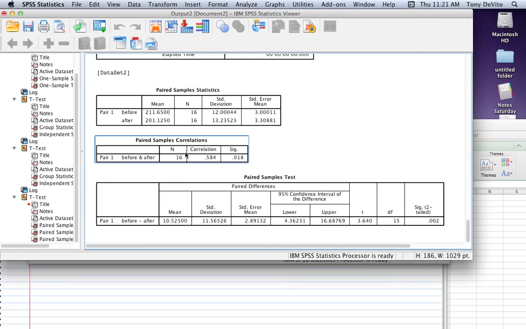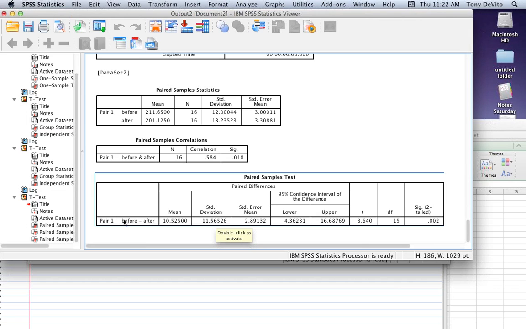Okay, my sample size is 16 people, 16 patients. It does a correlation and so on and so forth. Here's the average before was 211. The average after was 201. It does the whole thing with sample size count and so on and so forth. There were 32 measurements, but only 16 pairs of measurements. There's a correlation that it does. We're not really concerned about that right now. But we come down here to our paired samples t-test.